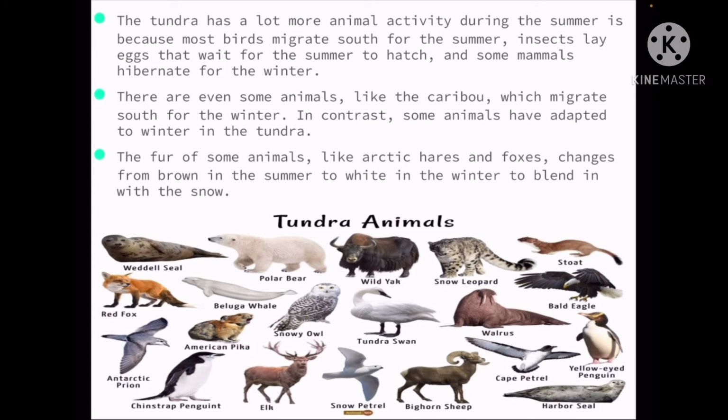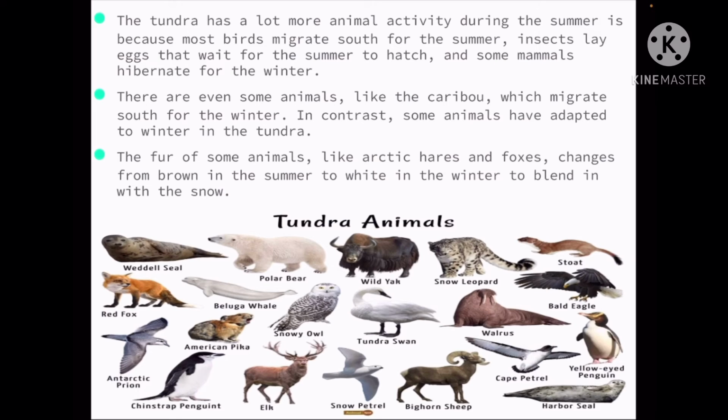The tundra biome has a lot more animal activity during the summer, which is because most birds migrate south for the winter. The insects lay their eggs and wait for the summer so they can hatch. Some mammals even hibernate for the winter. There are even some animals like the caribou which migrate south for the winter.